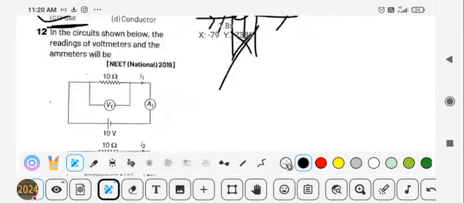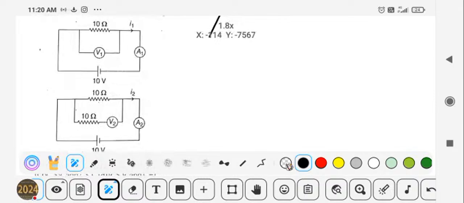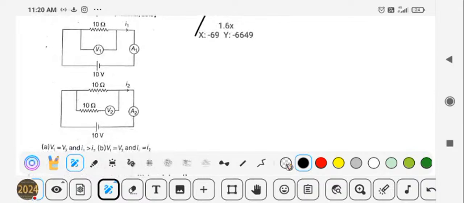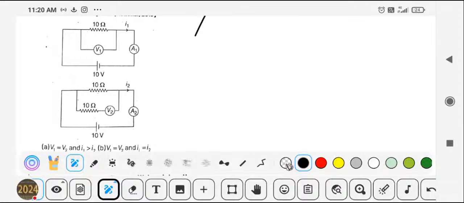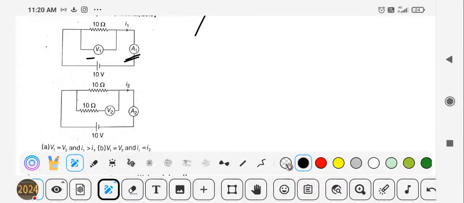Next is the 12th question. In the circuit shown below, what will be the reading of the voltmeter and ammeter? They have shown two circuits and are asking for the reading of the ammeter and voltmeter. In circuit 1, ammeter A1 is given, voltmeter V1 is given.